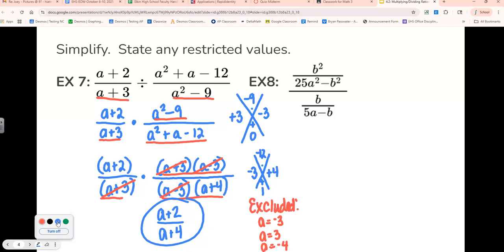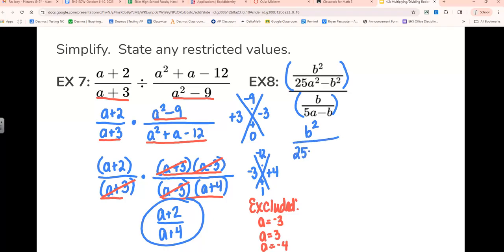All right, for number 8, these look terrible. They look sort of terrifying. But I like to kind of put some parentheses around the top, parentheses around the bottom. This is just a fraction divided by a fraction. Rewrite it as multiplication. So we would have b squared over 25a squared minus b squared times, you've got to flip the bottom fraction. The bottom fraction is your second fraction, so you've got 5a minus b over b.